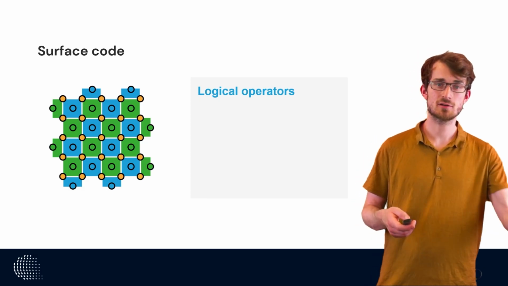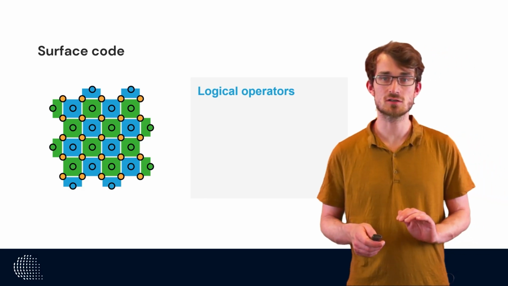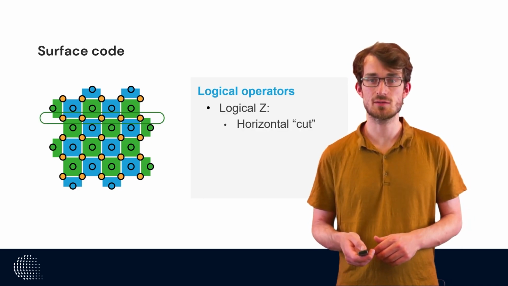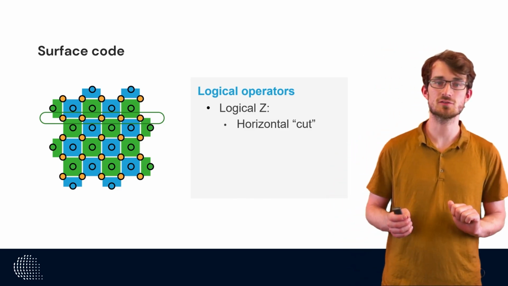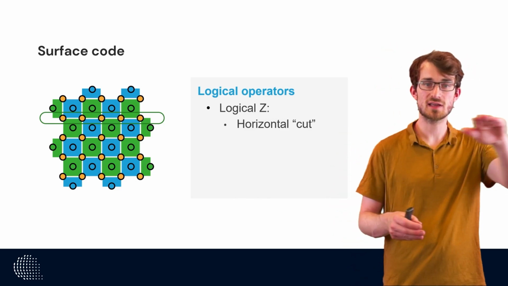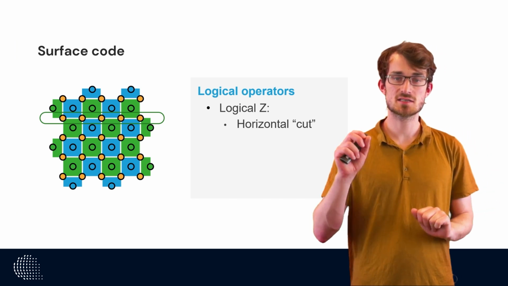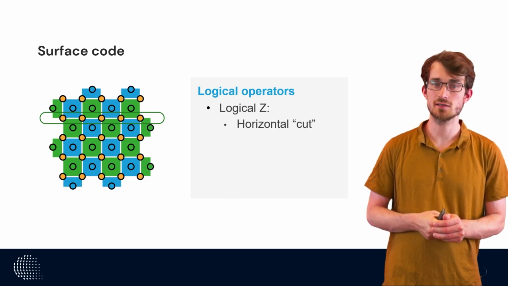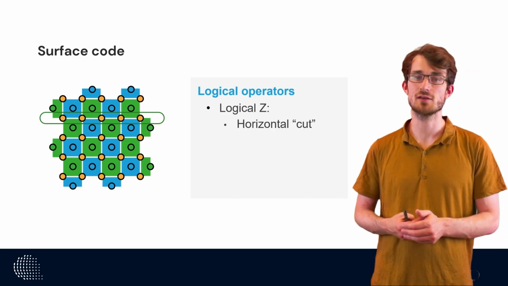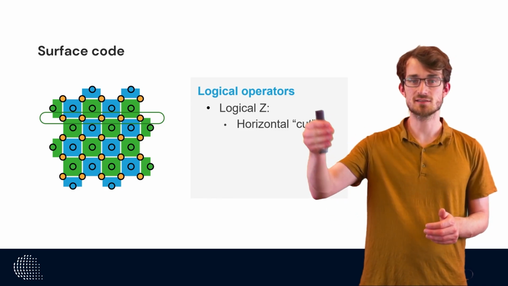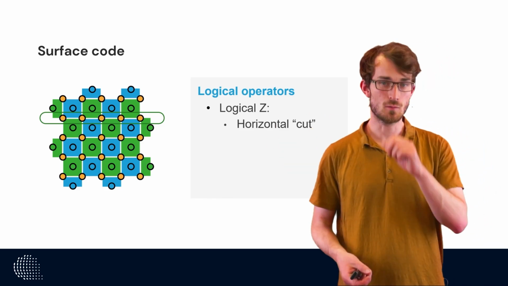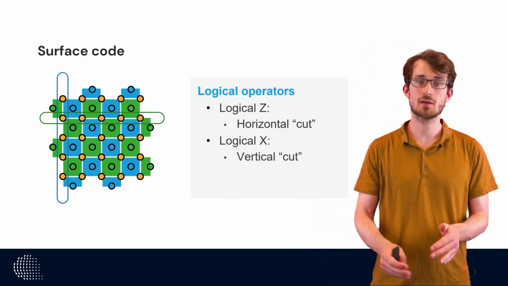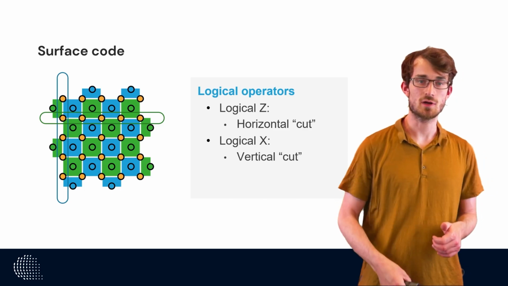Before moving on to figuring out where the errors occurred, let's talk about the logical operators of the surface code. The way we define that is that we can make what we call a horizontal cut on the surface code, where you take all the qubits along a certain axis, and you take the Pauli Z operator on each data qubit along this cut. You multiply them together. In this case, you will get Z to the 5 because this is a distance 5 code. So you have Z on this horizontal cut, and that's your logical Z operator. For the logical X, you do the same, but with a vertical cut, and you get X, and so on.